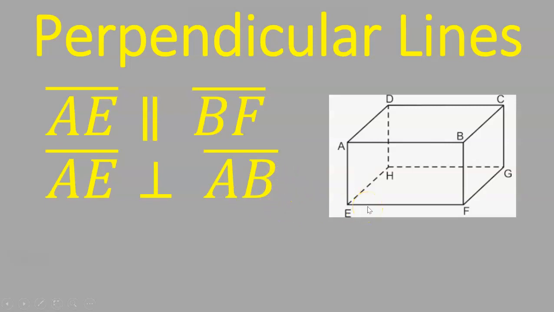It's also worth mentioning that you could have the line segment AE and line segment DC, for example, that don't cross because they're on different planes. Those are called skew lines or skew segments.